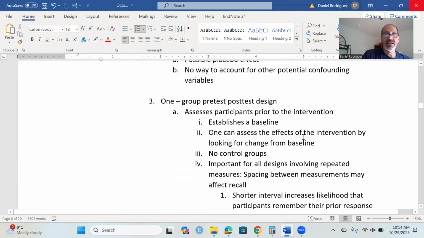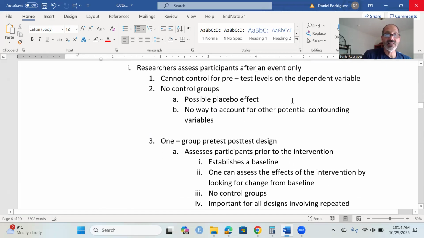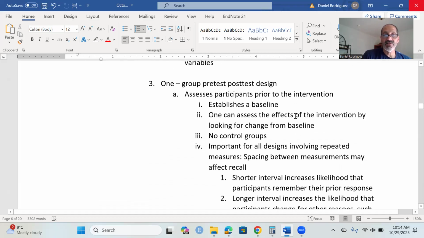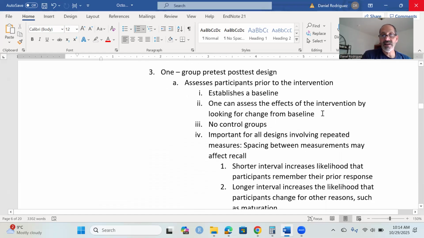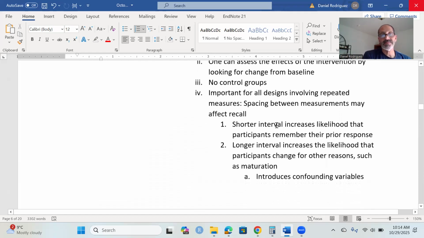One group pre-test, post-test design. So this is better than the one-shot case design. You can assess participants prior to the intervention. So this establishes a baseline. One can assess the effect of the intervention by looking for change from baseline. There's no control group. That's a problem.